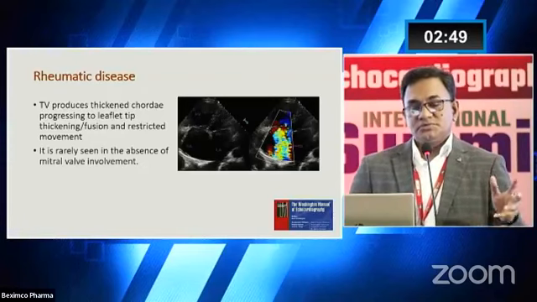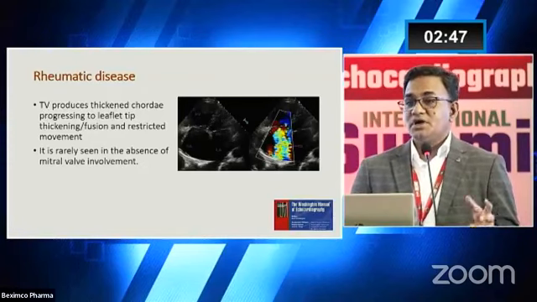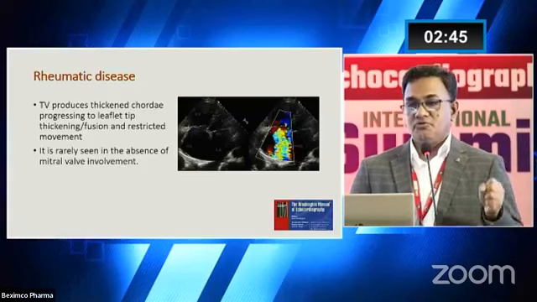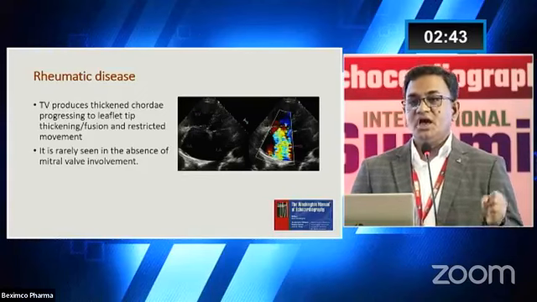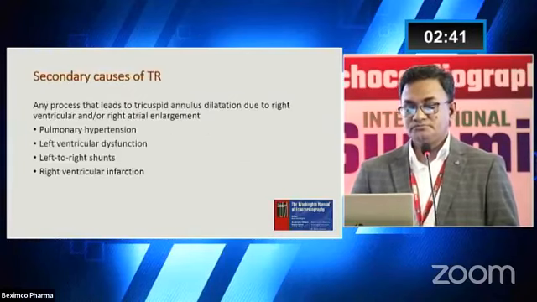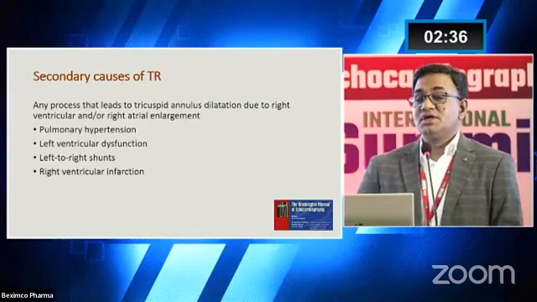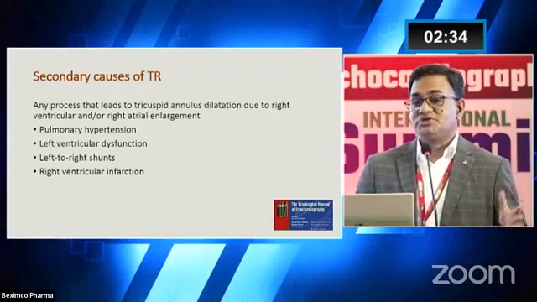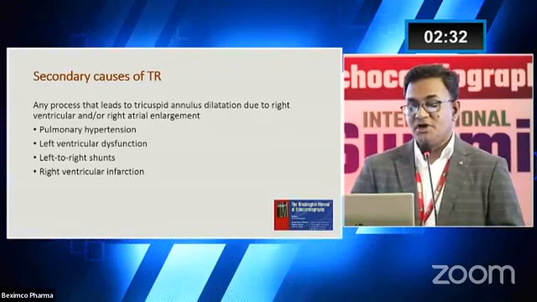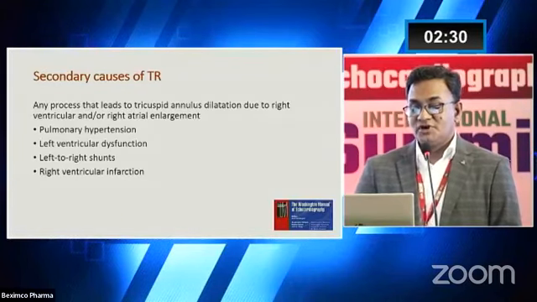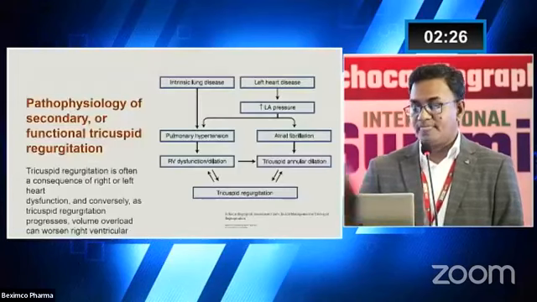And there are scenarios like rheumatic heart disease: cuspal thickening and commissural fusion, tip thickening, and there might be non-coaptation. What are the secondary causes of TR? When there is an annular dilatation, that causes the secondary causes of TR: pulmonary hypertension, left ventricular dysfunction, left to right shunts, and right ventricular infarction.